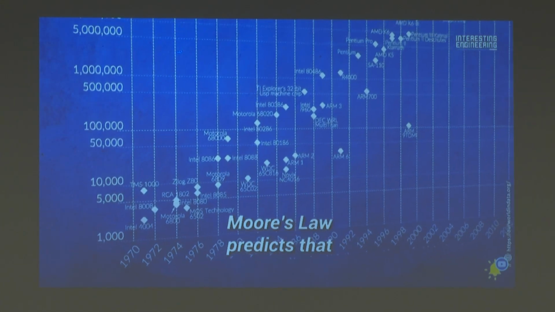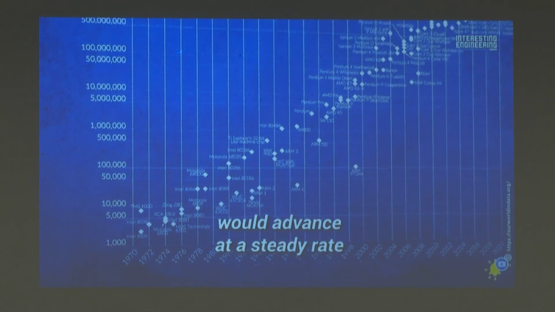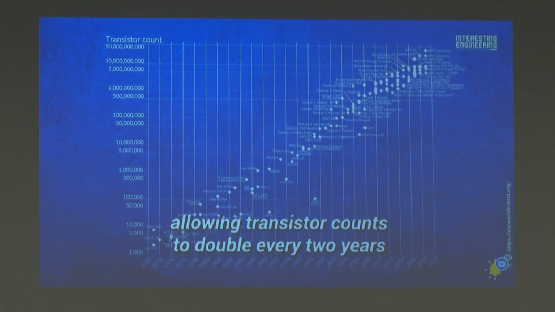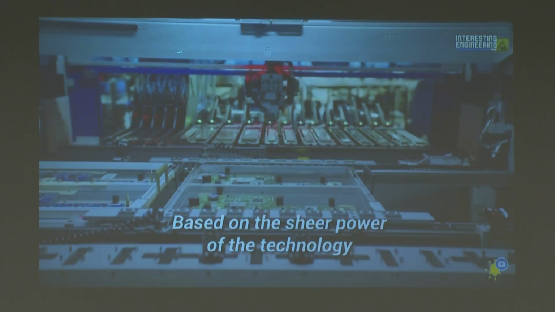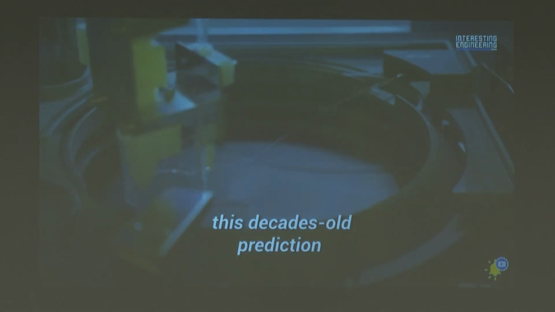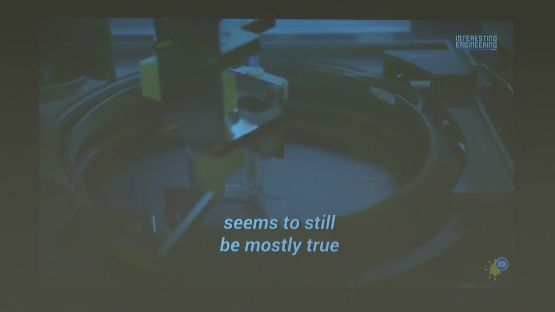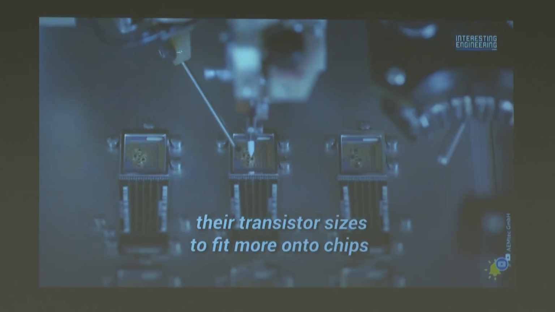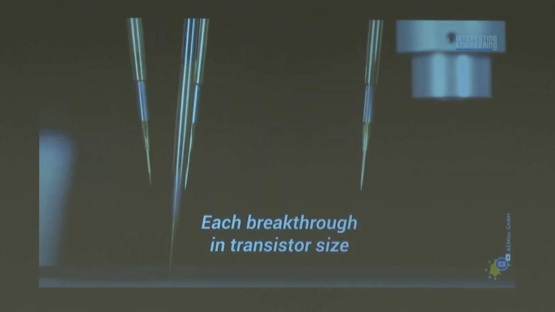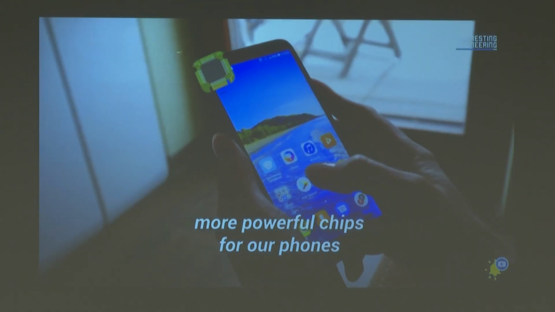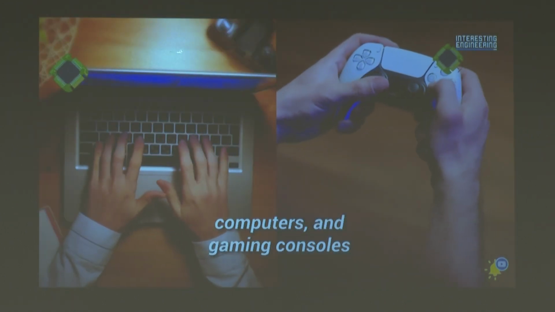Moore's law predicts that computer chip manufacturing would advance at a steady rate, allowing transistor counts to double every 2 years. Based on the sheer power of the technology we use on a day-to-day basis, this decades-old prediction seems to still be mostly true. Manufacturers have been shrinking down their transistor sizes to fit more onto chips. Each breakthrough in transistor size has allowed the production of more powerful chips for our phones, computers, and gaming consoles.